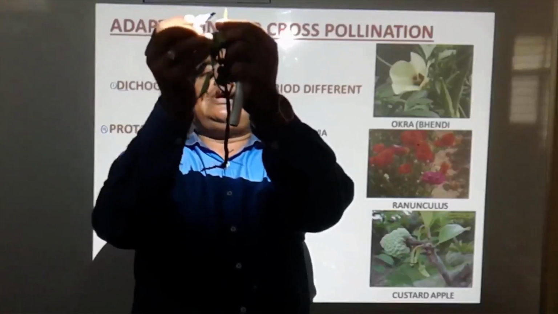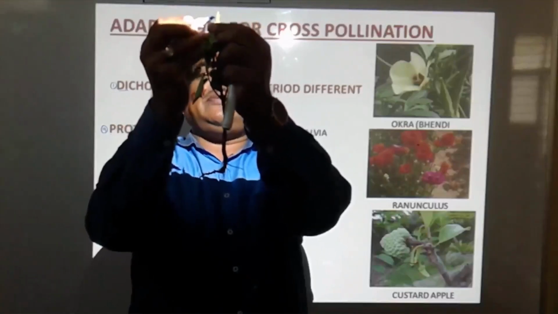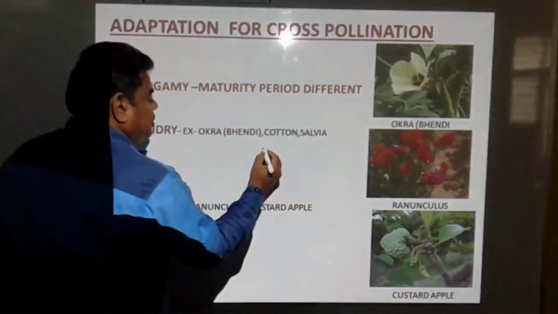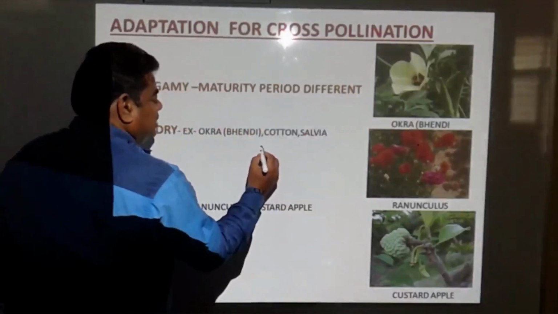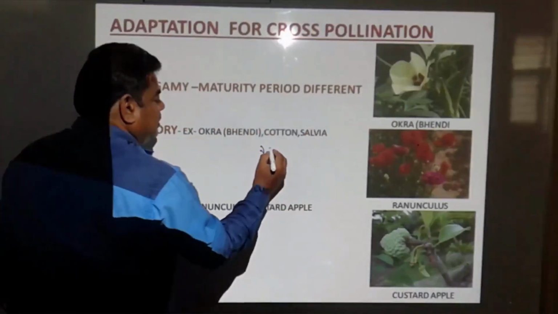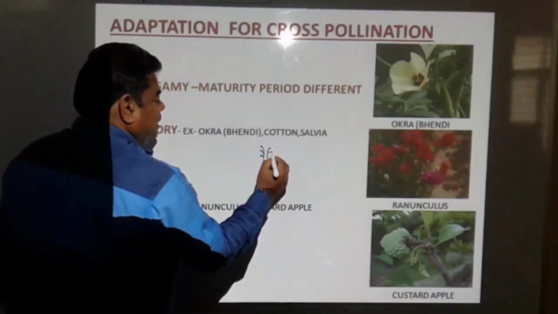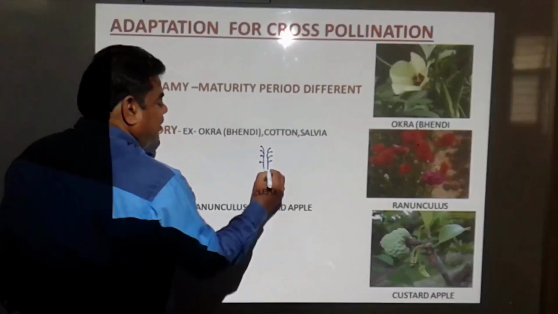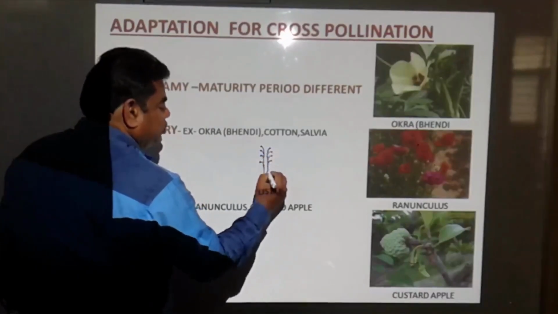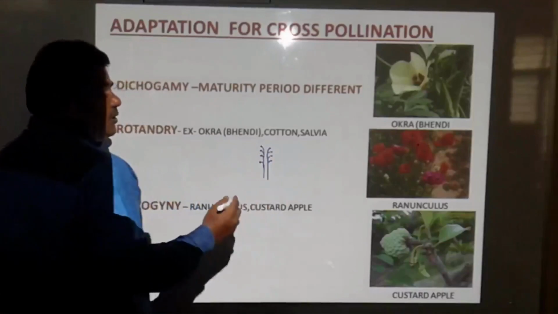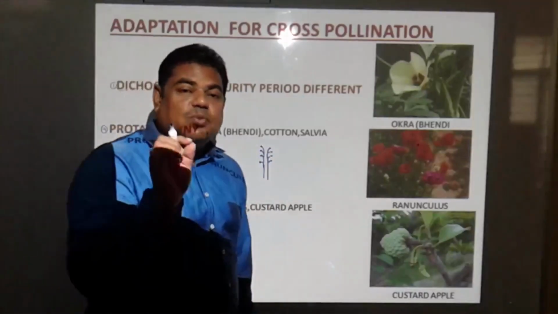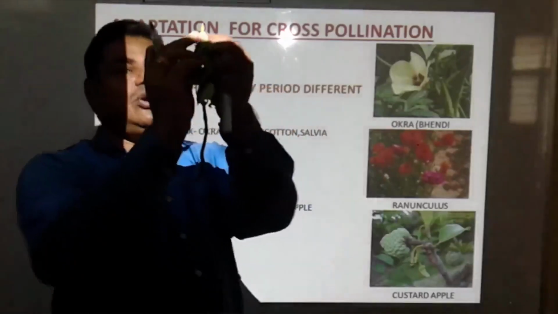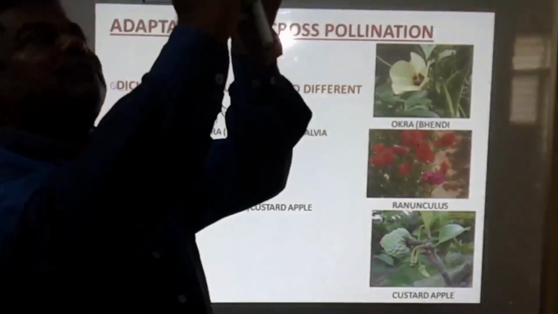So here protandry means the androecium matures first, and when the androecium matures, all the stamens mature: one stamen, then second, third, fourth, fifth, sixth stamen, many stamens. Their filaments join to form a filamentous tube like this. Such a condition we call a monoadelphous condition. In the case of cotton, we will see this monoadelphous condition.